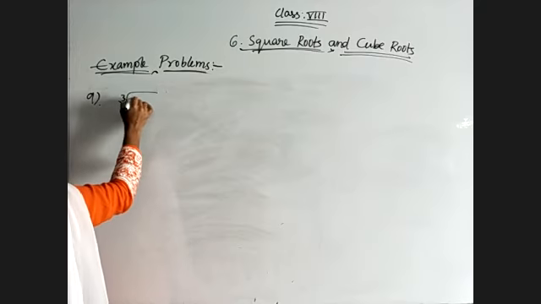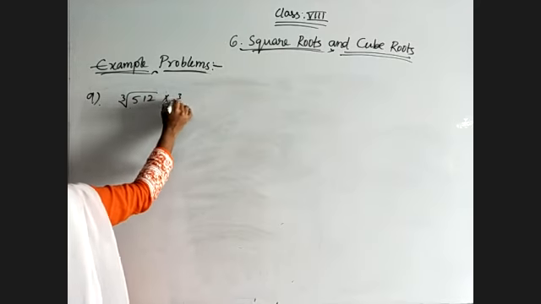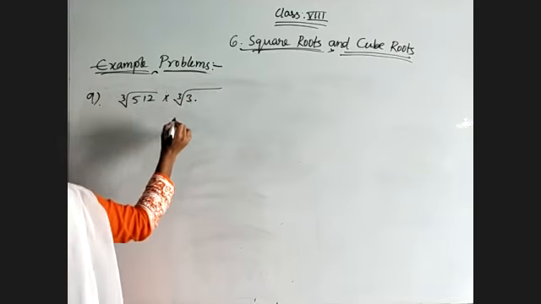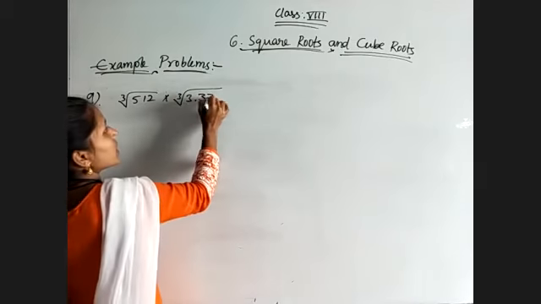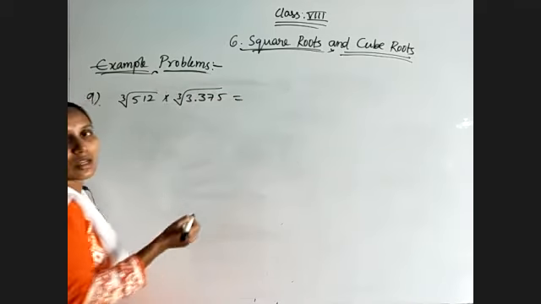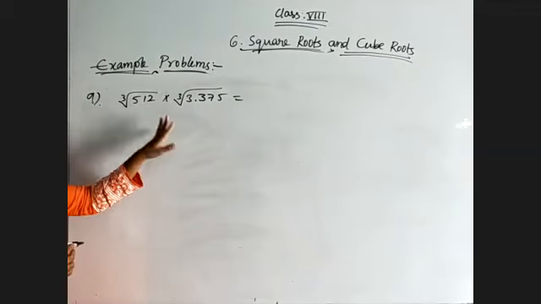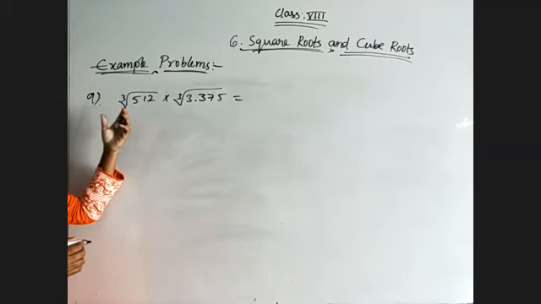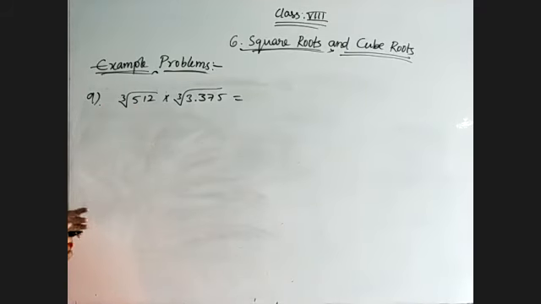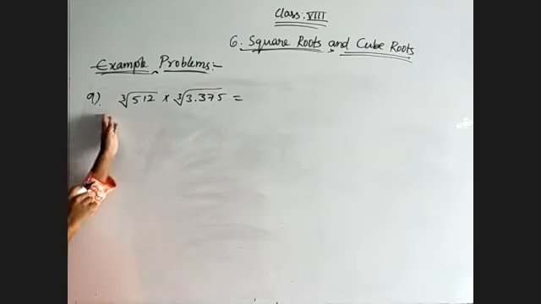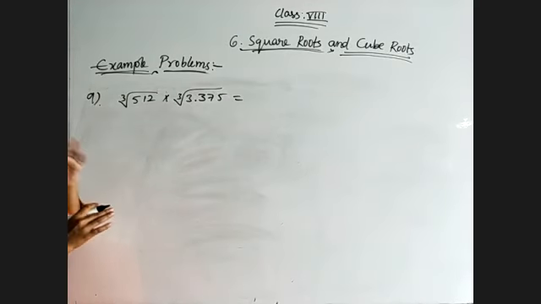Cube root of 512 into cube root of 3.375 is equal to dash, they are asking. So here the cube roots are given separately, so find them separately for those values also. Because if you have perfect cubes, then go separately. Otherwise, combine both the values, then find the answer, like the previous answer we got.